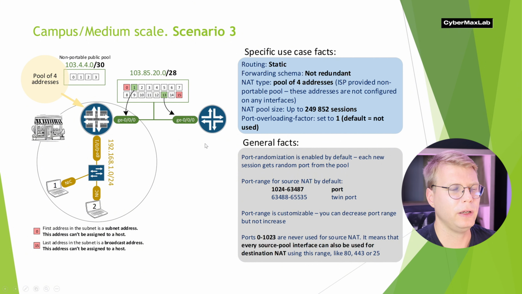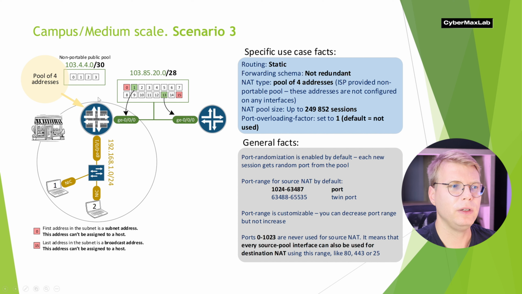In scenario 3, we consider renting a non-portable public pool from our ISP. As I mentioned, non-portable is a piece of the public address space belonging to a third party, like an ISP. We can use this address at our discretion. The ISP usually creates a static route pointing to us for that route.